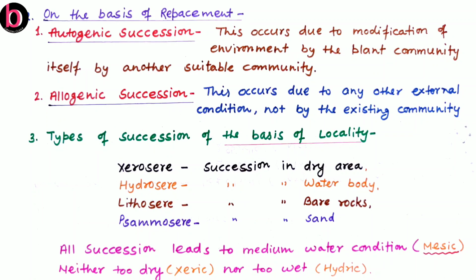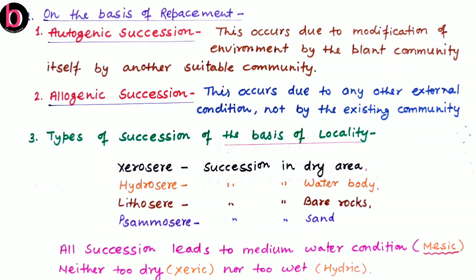The third one is succession on the basis of locality, meaning in which particular place succession is going on. On that basis there are many, but here only four are given. First, xeroseri: succession that occurs in a dry area is known as xeroseri. Second, hydroseri: succession in a naked water body is hydroseri. Lithoseri: succession on bare rocks. Samoseri: succession on sand or sand dunes is known as samoseri. In NCERT there is discussion only about xeroseri and hydroseri, meaning succession in a dry area as well as succession in a water body.